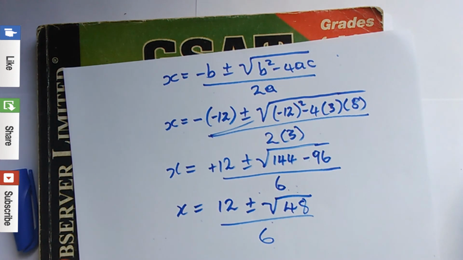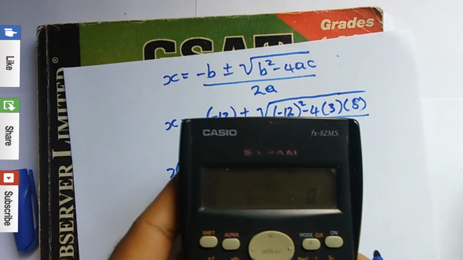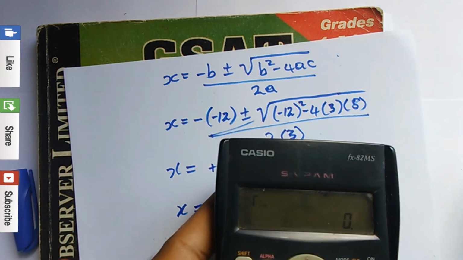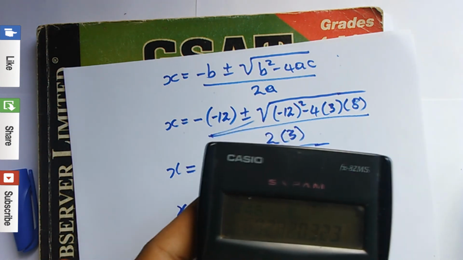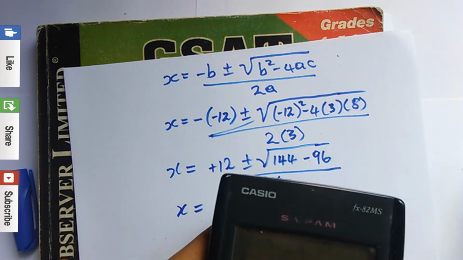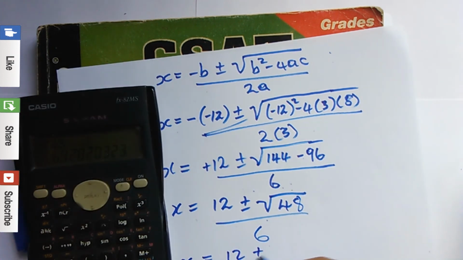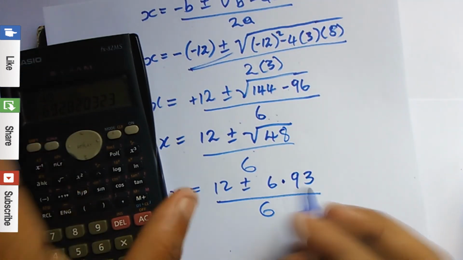Afterwards, I'm going to use my calculator to find the square root of 48. So the square root of 48 is 6.928. I'm going to round it off to 2 decimal places. So x would be equal to 12 plus or minus 6.93, divided by 6.